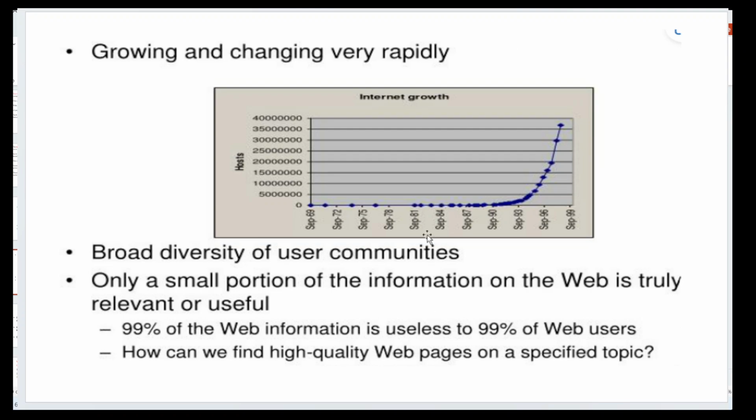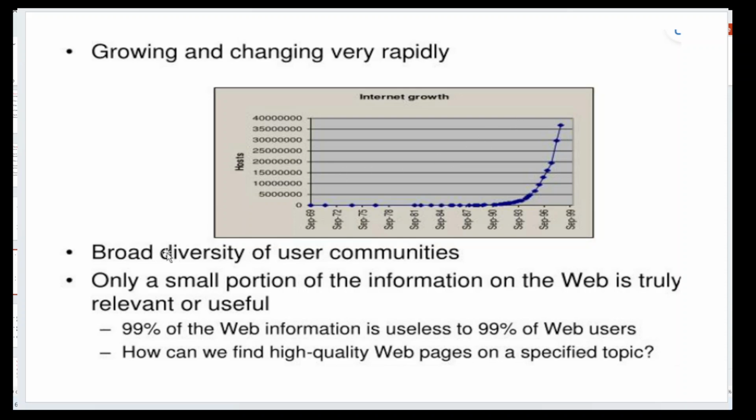Next one, see, they have given a graph here. With respect to internet growth, the broad diversity of the user communities has been increasing daily. That means a lot of information is increasing day by day, and in the same way the number of internet users has also been increasing day by day. So there is a broad diversity of user communities here.